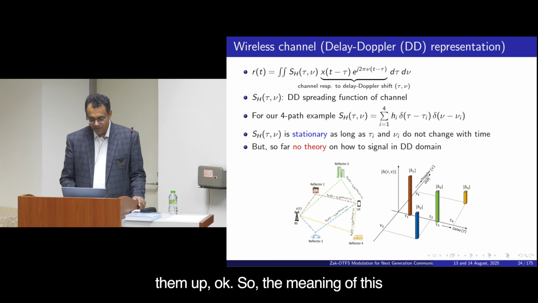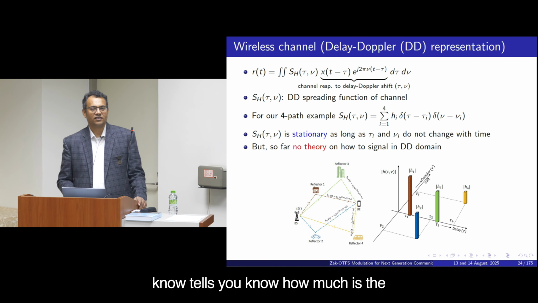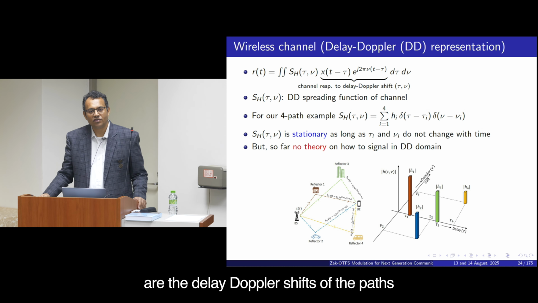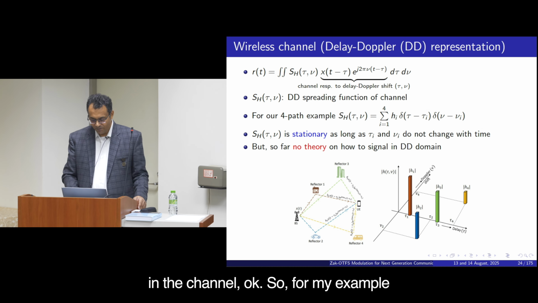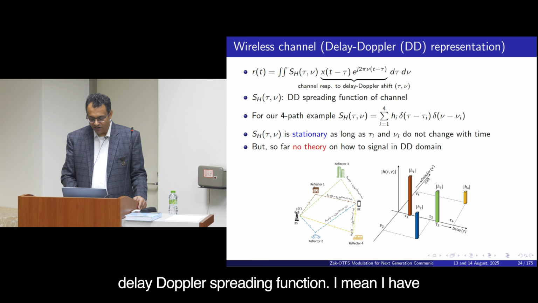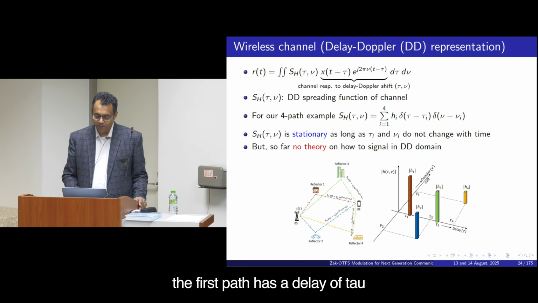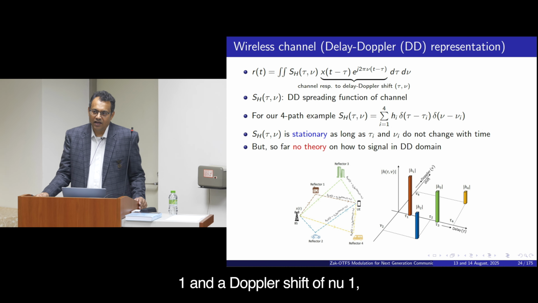So the meaning of this is that it tells you how much is the delay-Doppler spread in the channel, what are the delay-Doppler shifts of the paths in the channel. So for my example where I had 4 paths, this is the delay-Doppler spreading function. I have paths which are having, for example, the first path has a delay of tau 1 and a Doppler shift of nu 1.